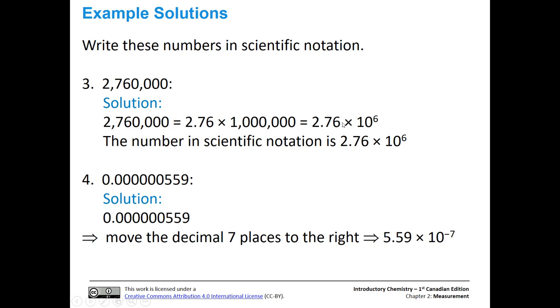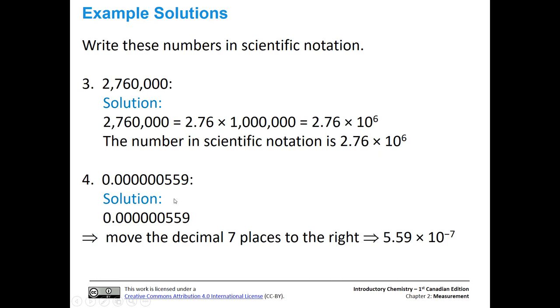Now, one thing you can do is you can always check yourself. You can do 10 times 10 times 10 times 10 times 10 times 10 and then multiply that by your coefficient and see if you get the original number. And if you do, then you've written it correctly.